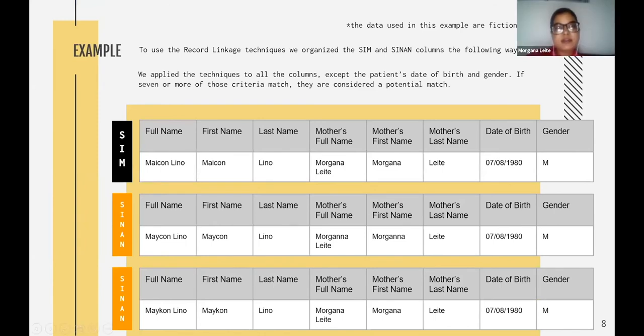To use the record linkage techniques, we organized the SIM and SINAN columns the following way: patient's full name, patient's first name, patient's last name, patient's mother's full name, patient's mother's first name, patient's mother's last name, patient's date of birth, and patient's gender. We applied the techniques to all the columns, except the patient's date of birth and gender. If 7 or more of those criteria match, they are considered a potential match.